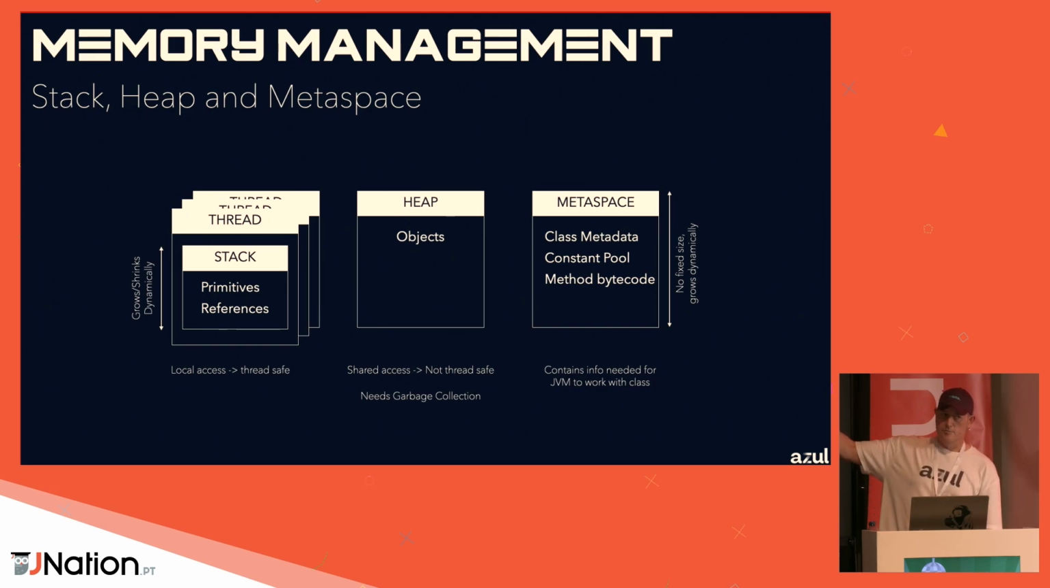And then we have the heap. In the heap, we store all the objects, right? The objects where we have the references on the stack, they point to the heap, right? To the objects on the heap. And this needs garbage collection. This is the main focus we talk about today. And then we have the metaspace. The metaspace contains all the information that the JVM needs to handle classes. To make it very short, because we are not focusing on this part, only the center part.